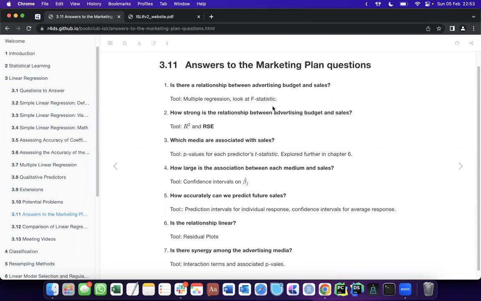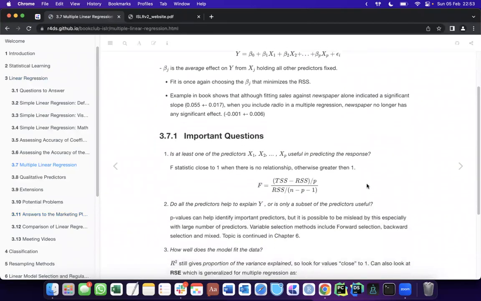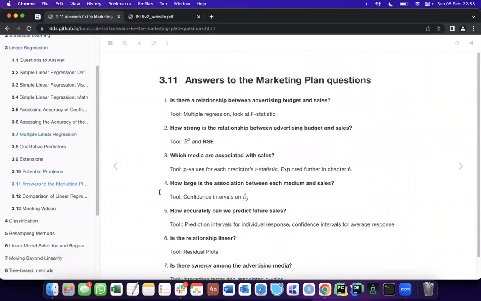Look at our F statistic. Remember, our F statistic, if there is a relationship, let me just go back before I say the wrong thing. If there is a relationship, it is greater than 1, and it's close to 1 if there's no relationship. So that's how we would answer the first question. How strong is the relationship between our advertising budget and our sales? We can look at our R squared and our RSE. Remember, those are the two accuracy metrics that we can look at. R squared being the proportion of variance explained and RSE being the lack of fit in units of sales in this case.